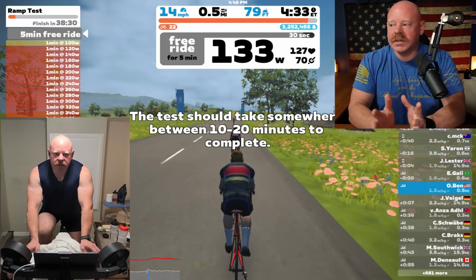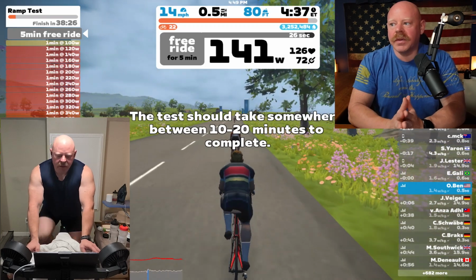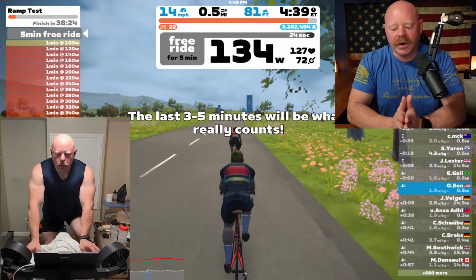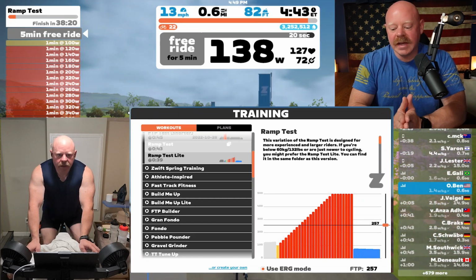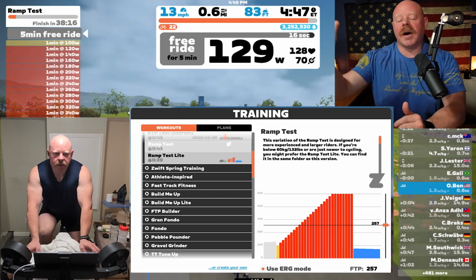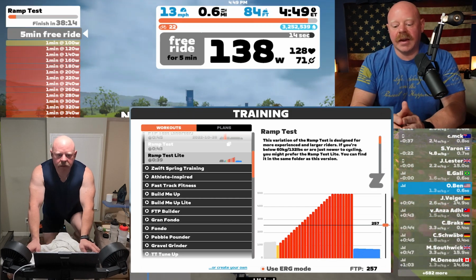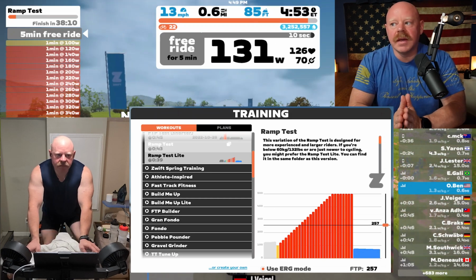So what this is doing is I'm actually doing a ramp test where it started off with a 5-minute free ride where I was just kind of pedaling along, trying to keep warm, or at least warm up my legs. And then once the ramp test really starts to go, it's going to ramp up the resistance. And it increases that resistance, it looks like, by 20-watt intervals every minute.